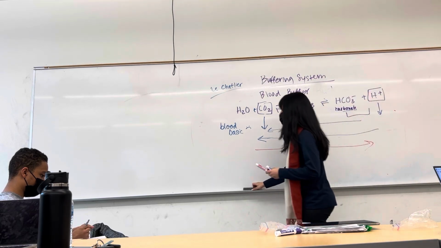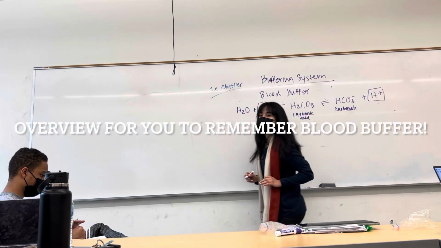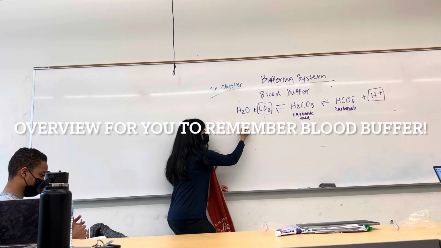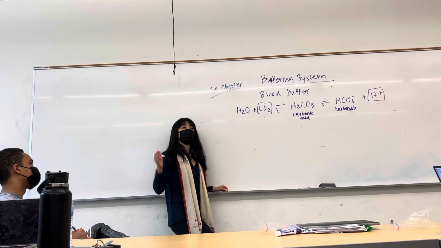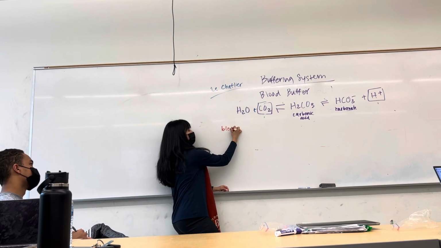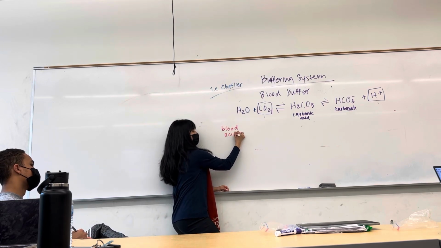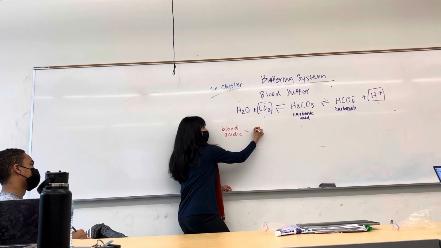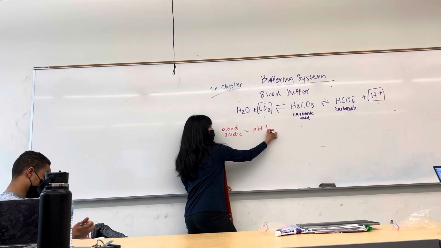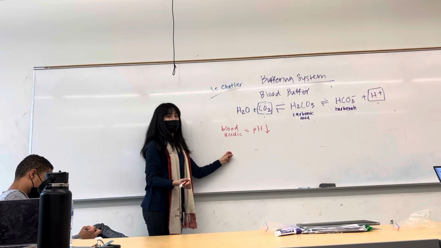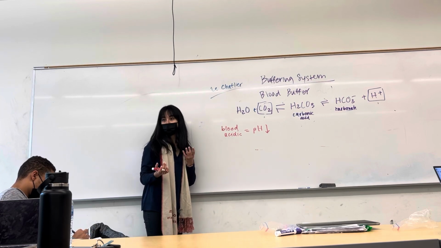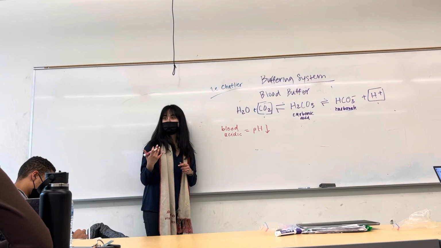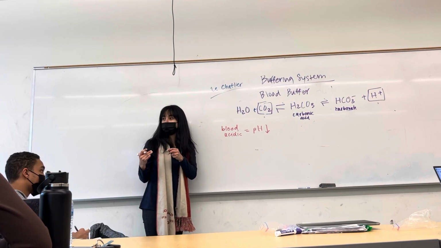Cheat sheet, real quickly. If my pH is dropping, my blood's getting acidic. So we'll say blood is acidic, okay? Which equals your pH is dropping. If your pH is dropping, that means it's shifting to the right, right? That's what's happening. So how do you fix that? What does the buffer do?